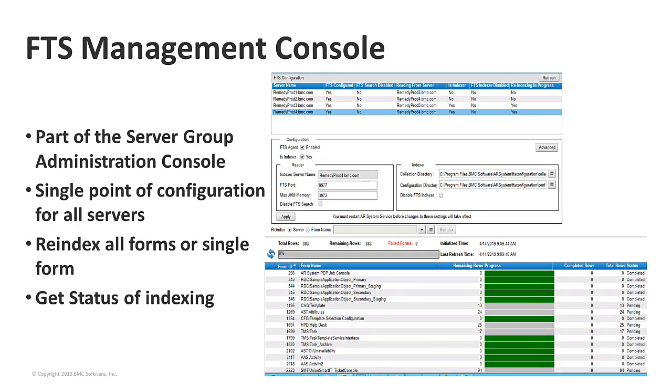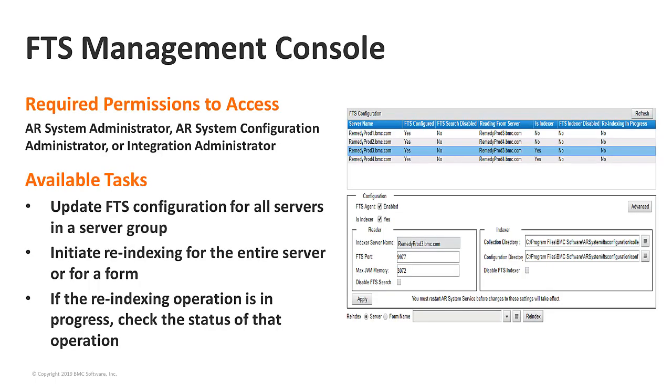So next we're going to take a look at the FTS Management Console. This console is part of the Server Group Administration Console. It's a single point of configuration for all servers. From this console, you can reindex all forms or a single form, and you can get the status of indexing. So the required permissions to access the console are an AIR System Administrator, AIR System Configuration Administrator, or an Integration Administrator.